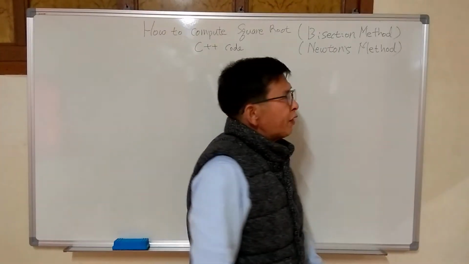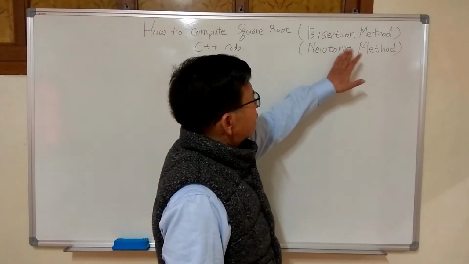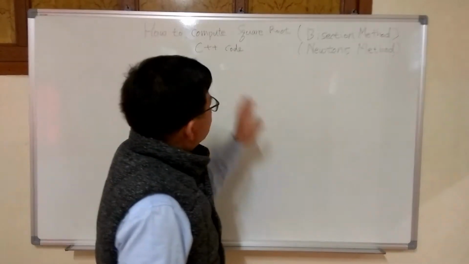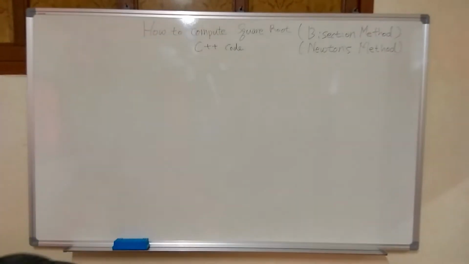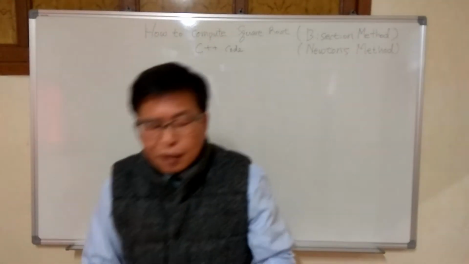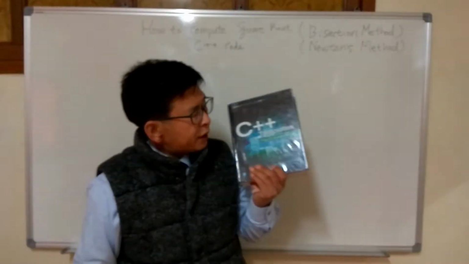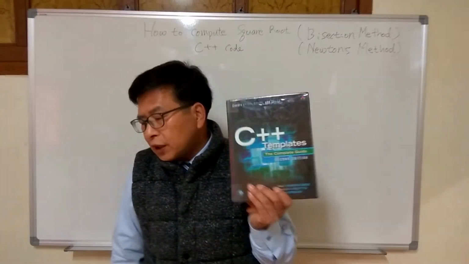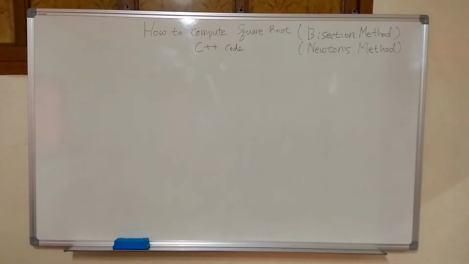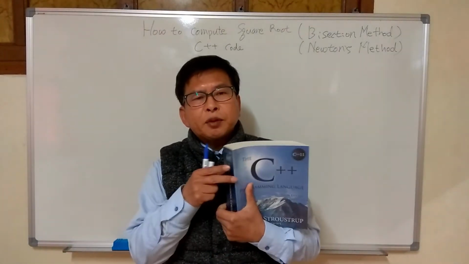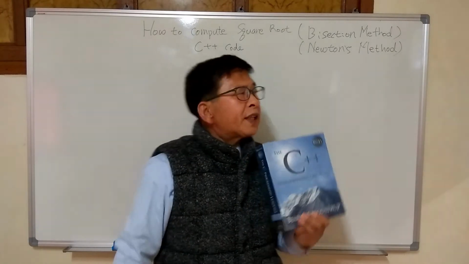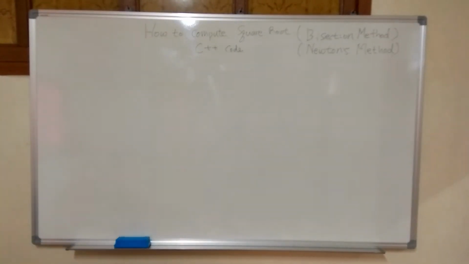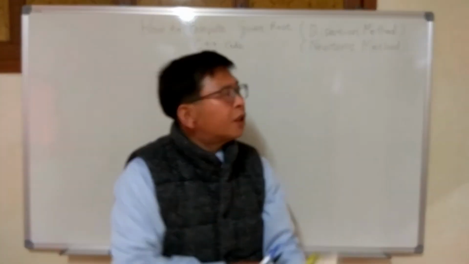In this session of video, we learn the bisection method and Newton's method to compute square root in C++ code. While reading this book, C++ Templates: The Complete Guide, and also reading this other book, both books use the bisection method to find square root.